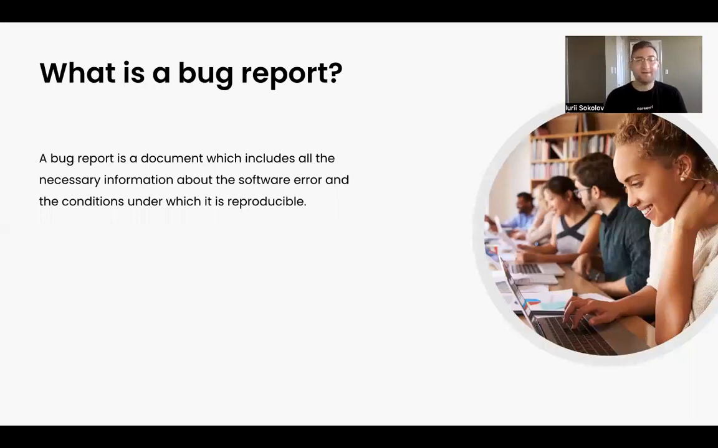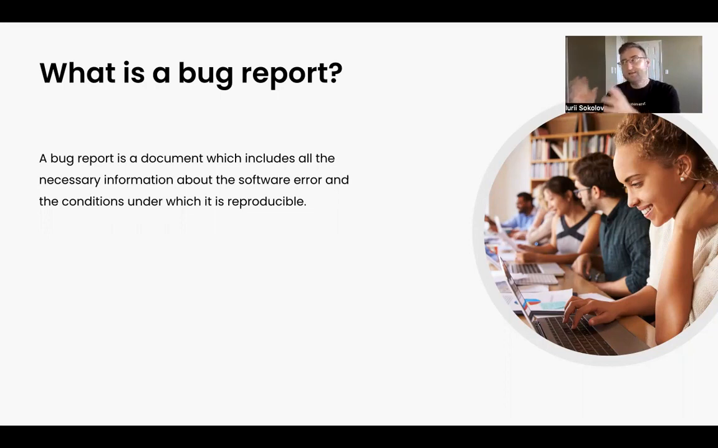A bug report is a document which includes all the necessary information about the software error and the conditions under which it is reproducible. Why do QA engineers need to write bug reports? Because this is our way of communicating an issue to everyone else in the company.